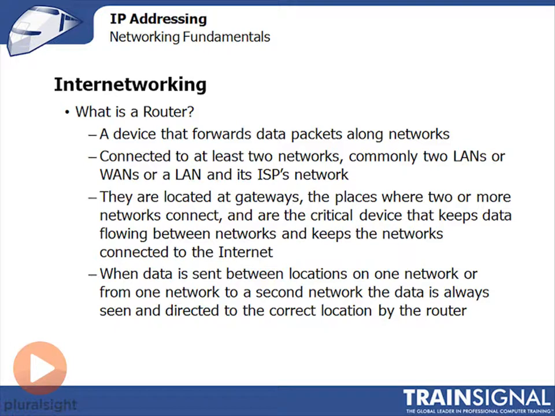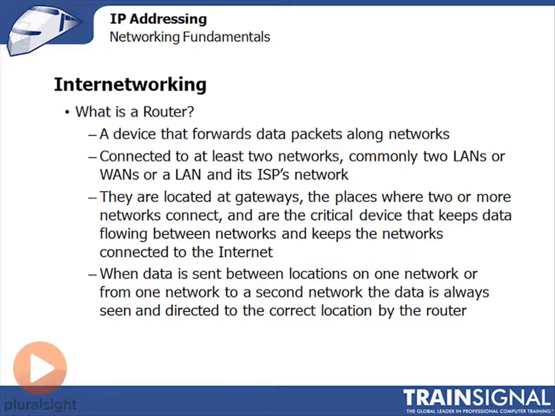So just to continue on here with the details of a router, not only is it a device that forwards these data packets along networks, but it will be connected to at least two networks, commonly two LANs or WANs, or a WAN and a LAN, or two LANs or two WANs, or how about a LAN, a local area network, and its ISP, which stands for Internet Service Provider. Real commonly you have a router connecting your local area network with the internet.